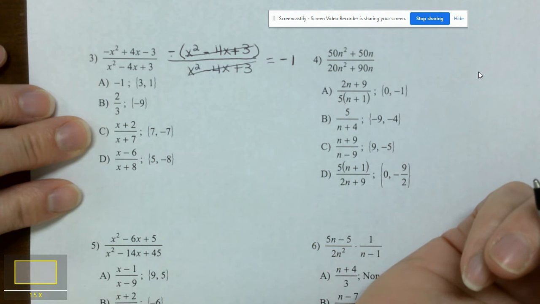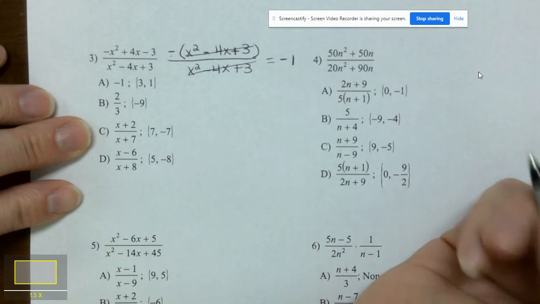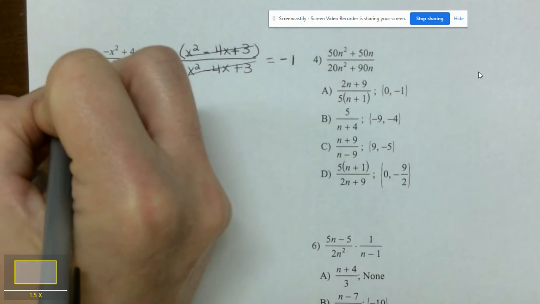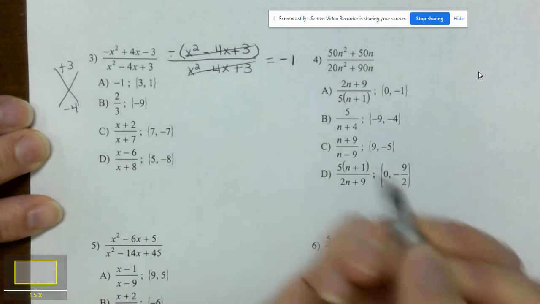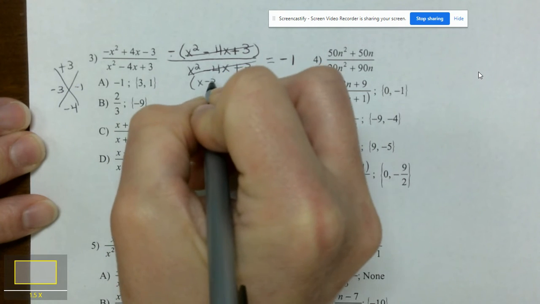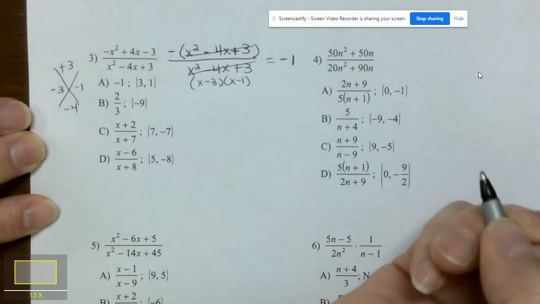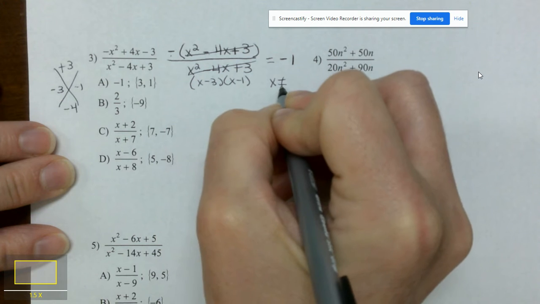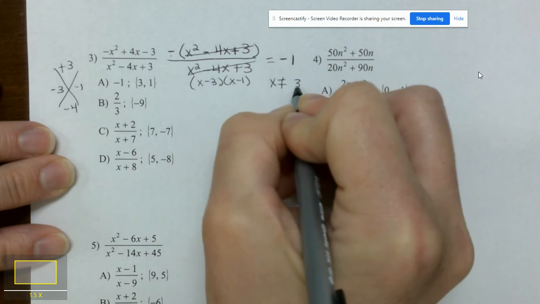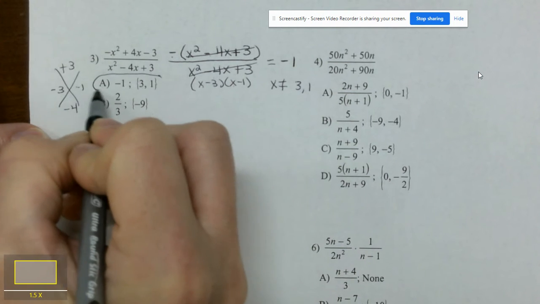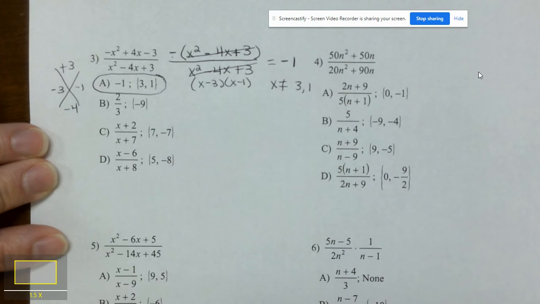Now, in order to come up with our restrictions, we do need to factor the denominator. So we need to know where we can get a plus 3 and a minus 4. Well, that's going to be a negative 3 and a negative 1. So this is x minus 3 times x minus 1. So now we can get our restrictions. x cannot equal 3 or 1. Okay, so we come over here, and you can see that answer choice A is the one that matches what we came up with.